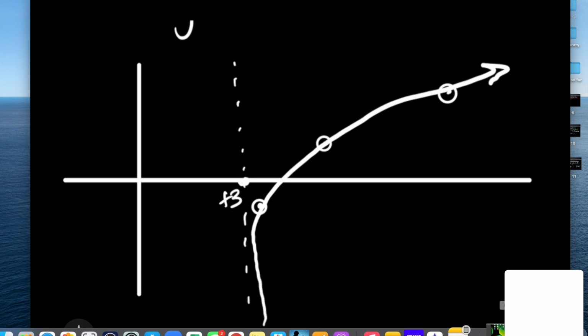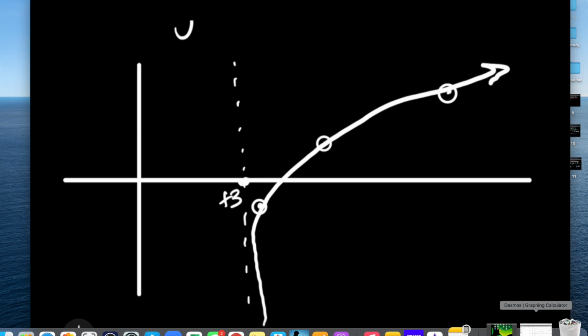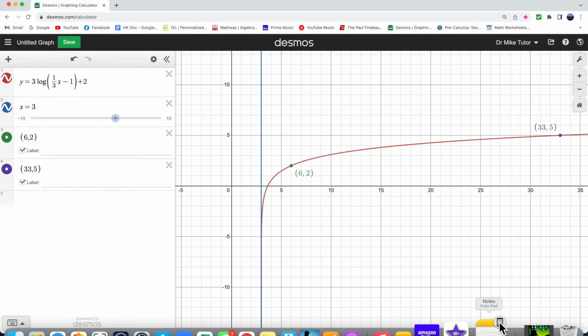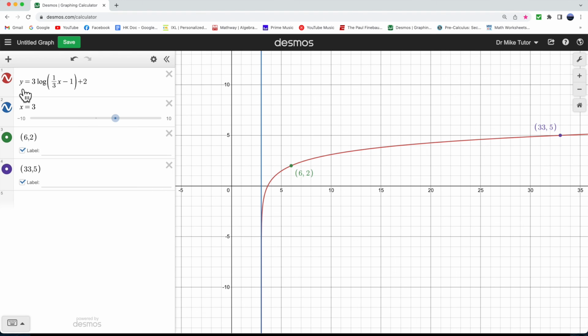Let's go ahead and test this on Desmos, which is our graphing calculator. Here is the original equation. We do have a vertical asymptote at x equals 3, and here are our 2 points, 6 comma 2, 33 comma 5. I guess I forgot to plot the first point, which was 3.3, -1, but you can see that that does fit the graph.